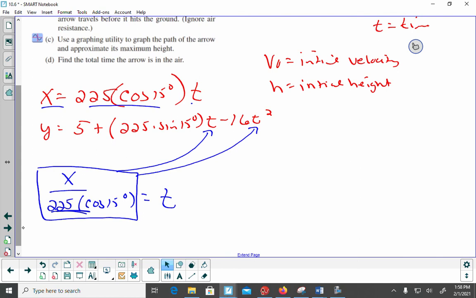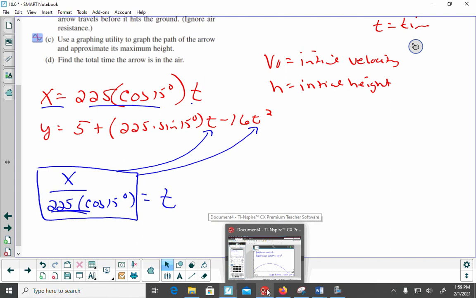Let's do the hard way. Why not? So I am going to put x over 225 cosine t any place that I saw a t here. So the function that I'm going to want to write, I guess I should write it for you, is y is equal to. This is what I'm going to type into my calculator.